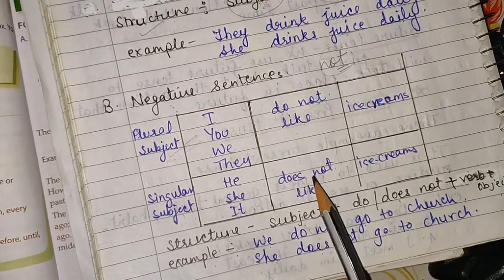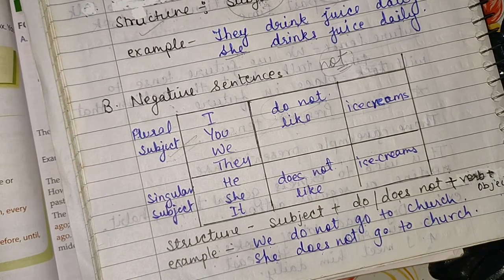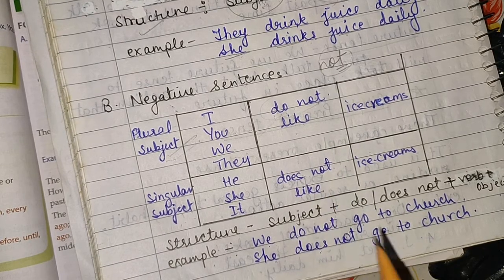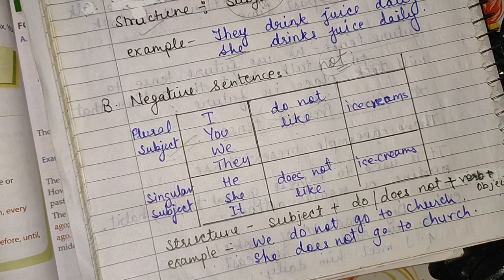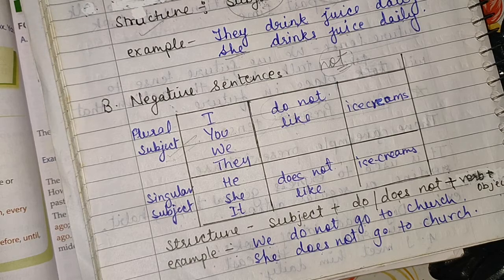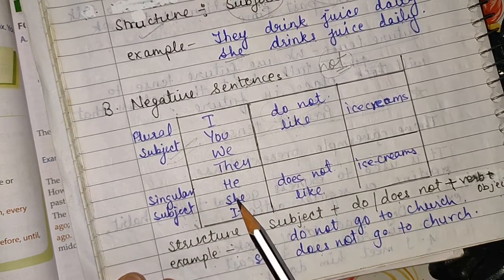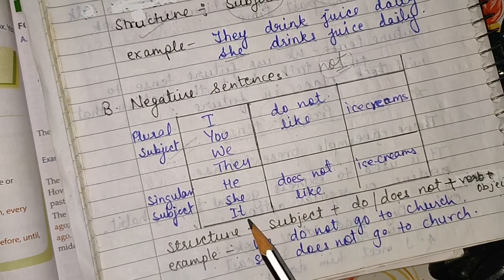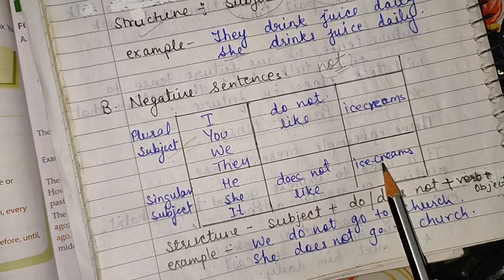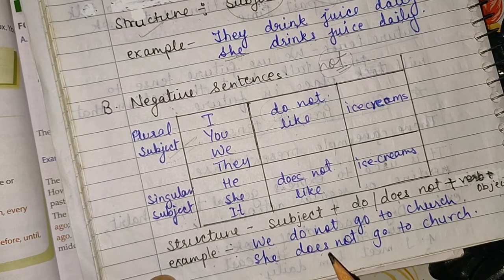Whenever we are using do and does, we will not use s with the verb. We will add s with the verb only in positive sentences for singular subjects. When we are talking about negative sentences, because we are using do not and does not, we will not add s to the verb. So for singular subjects: he does not like ice cream, she does not like ice cream, and it does not like ice cream.